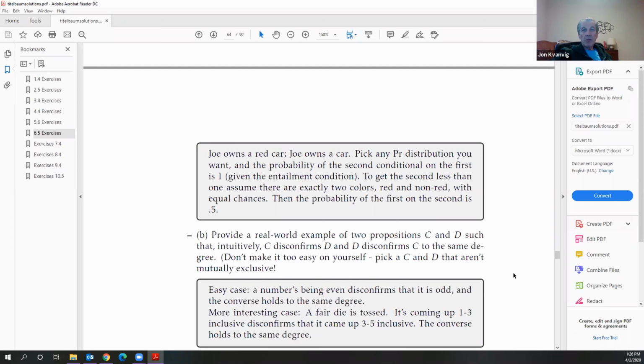How about this as a more interesting case? A fair die is tossed. It's coming up 1 to 3 inclusive disconfirms that it came up 3 to 5 inclusive. The converse holds to the same degree.